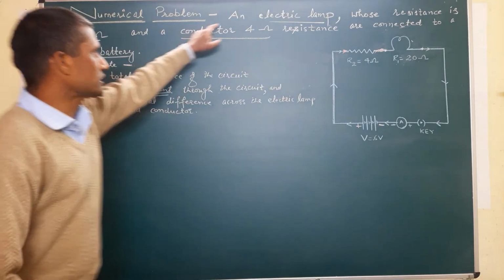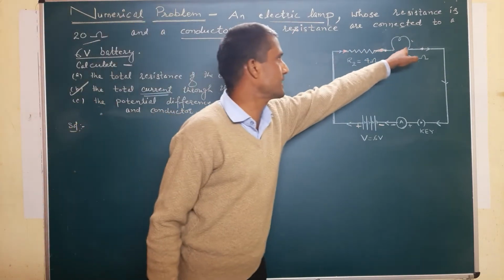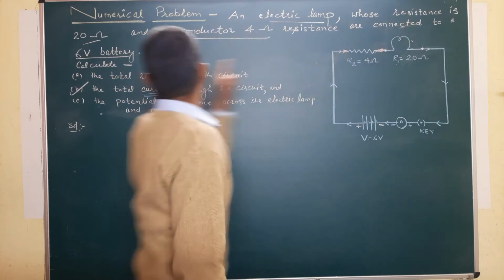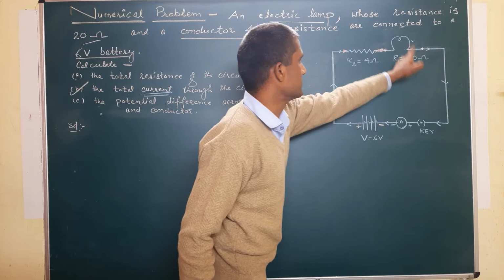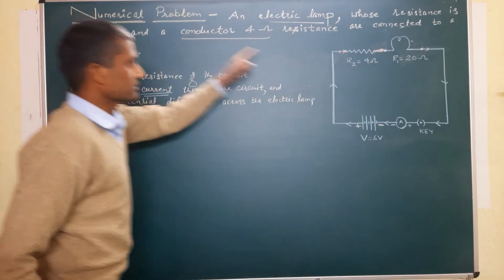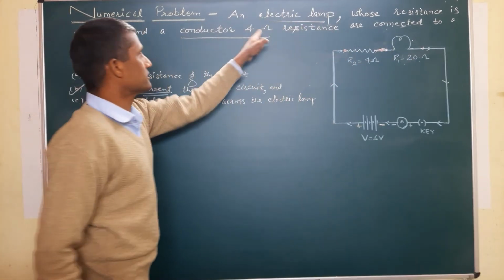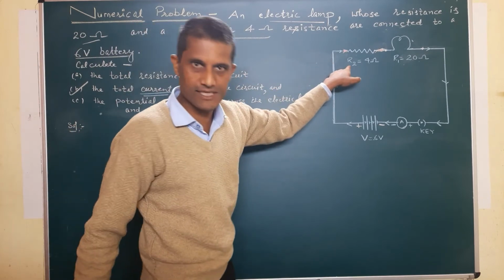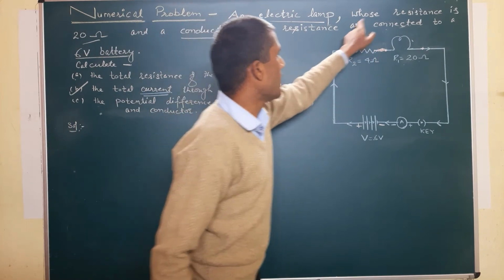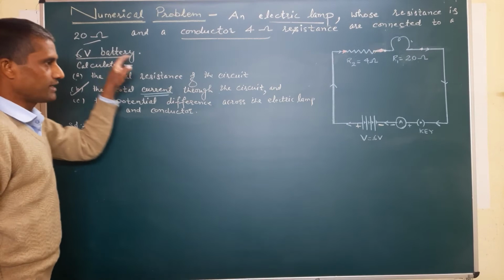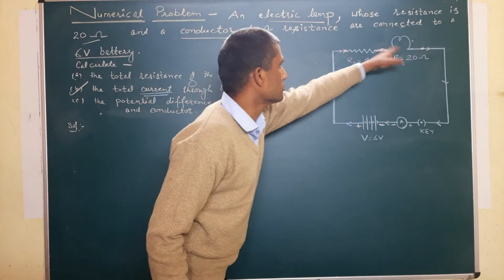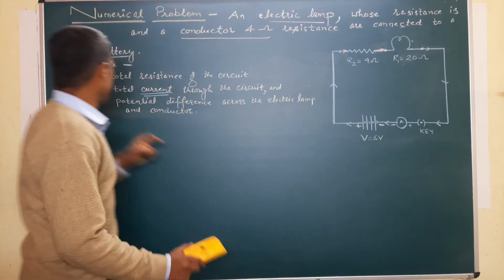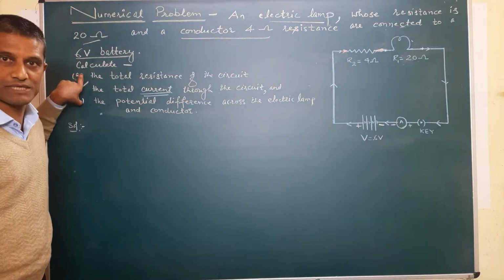So this is the numerical. An electric lamp whose resistance is 20 ohm. It is already mentioned here, that is R1 is 20 ohm, and a conductor having resistance 4 ohm. I have taken it as R2 is equal to 4 ohm, are connected to a 6 volt battery. This is the voltage, that is 6 volt. Both are connected to a 6 volt battery, and these are the array of questions being asked here.